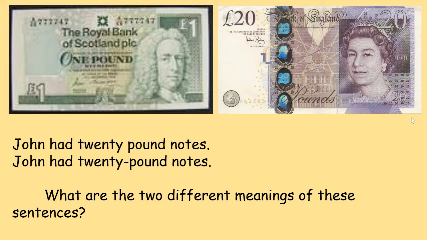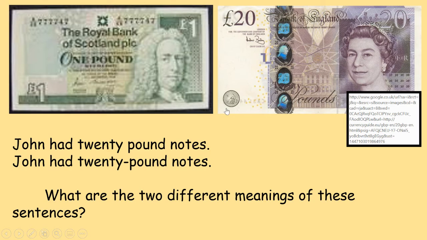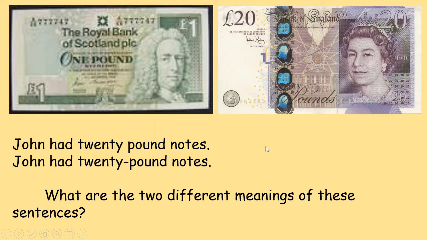So from that first sentence, we could infer that John has pound notes, like we can see in this image here, and he has 20 of them all together. Whereas when the hyphen has been placed between the two words 20 and pound, we can infer that John has a £20 note. So this hyphen has helped to avoid ambiguity because it's made it clear to us how much money John has.